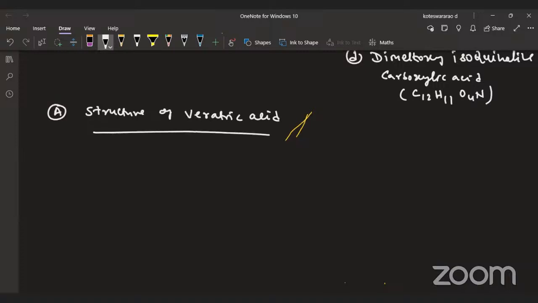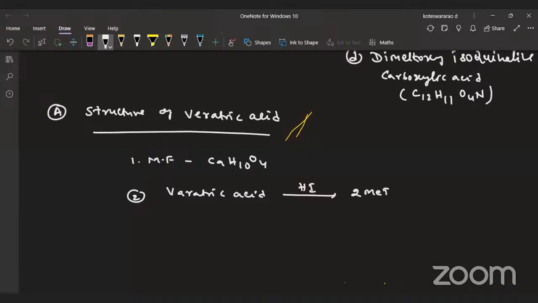Structure of veratric acid. Its molecular formula is C9H10O4. When we subject it to the Zeisel method, that is, reaction with hydrogen iodide, it produces methyl iodide. Then it reacts with two molecules of AgNO3 and precipitates 2 moles of AgI.